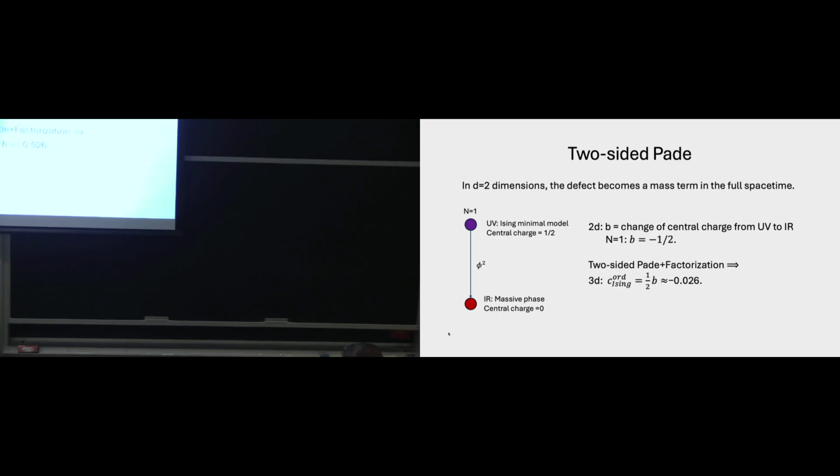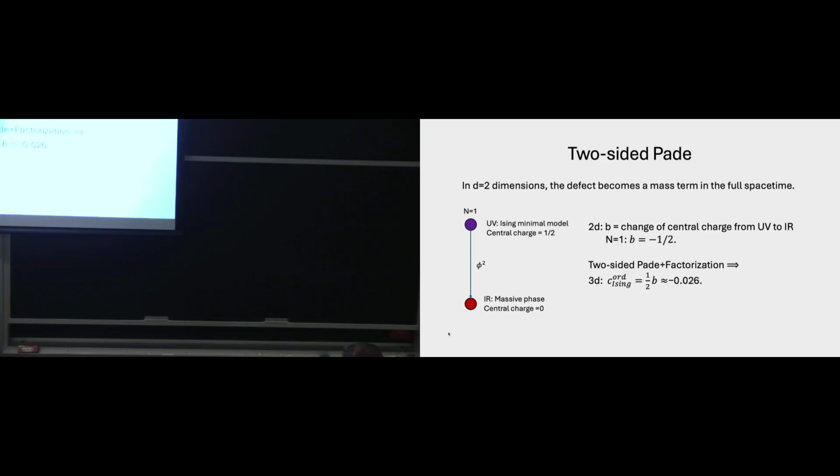And in 2D, the defect becomes a mass term in the full space-time. For example, for n equals 1, the UV theory is the Ising model with central charge 1/2, and the mass term just gaps this theory. So the IR theory has a central charge of 0, and B is just the change of central charge from UV to IR. So B should be equal to minus 1/2 for n equals 1.